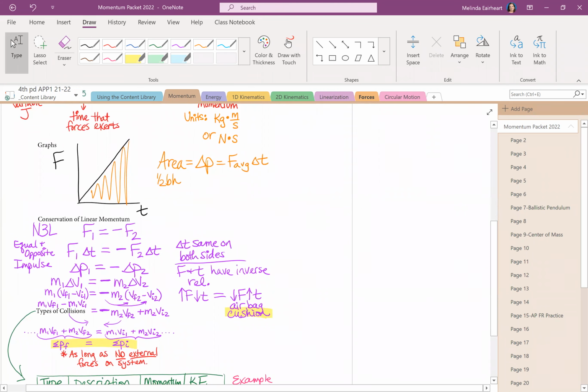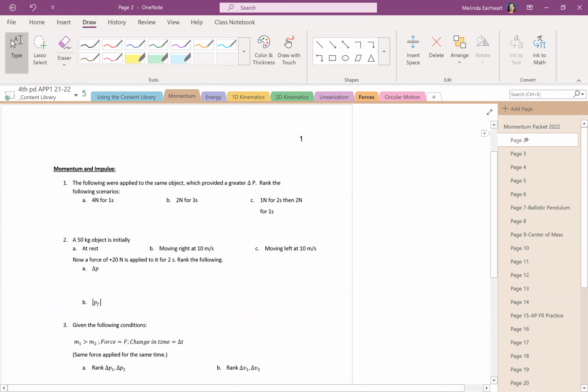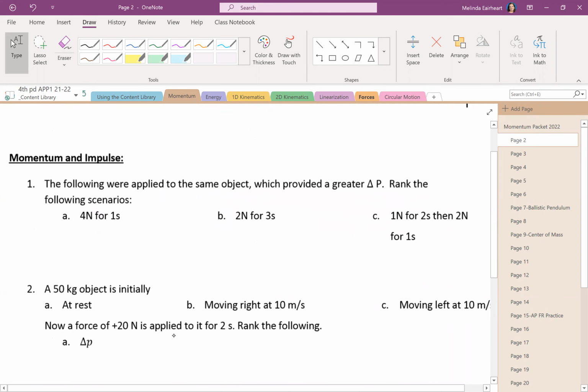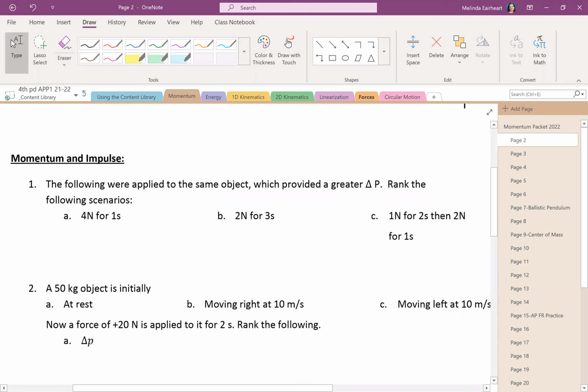Okay, so let's do a quick example. Page 2. At the top, and these are your basic level 1, okay? These are not AP, it's just to get us going and thinking about what to do with impulse and momentum. It says the following were applied to the same object. One object, one mass, constant mass, which provided a greater change in P. And I know that's capital, but that's meant to be a lowercase. It's a change in momentum, AKA impulse.